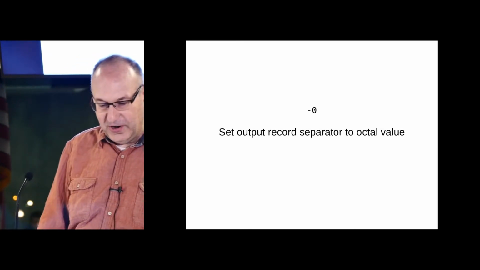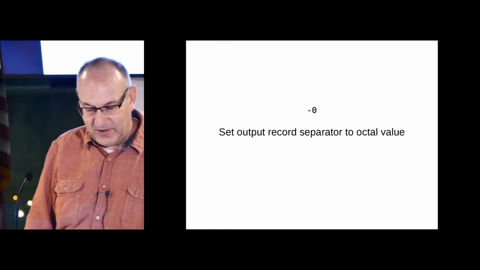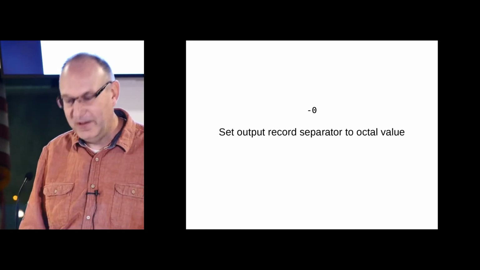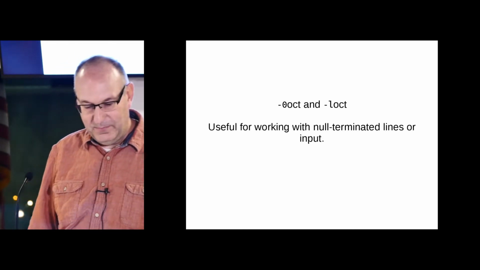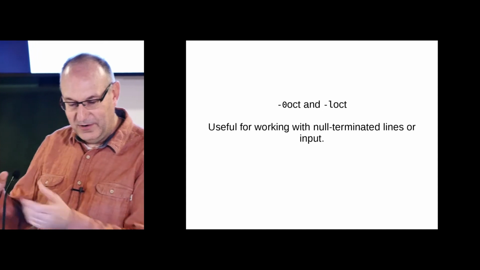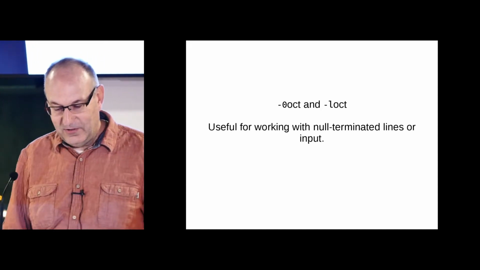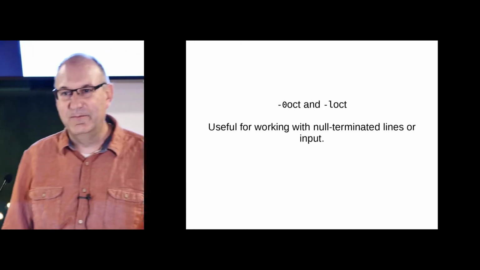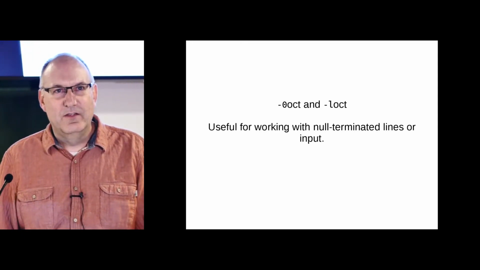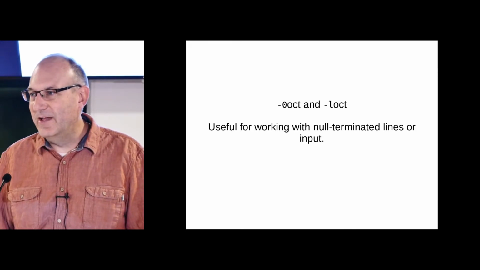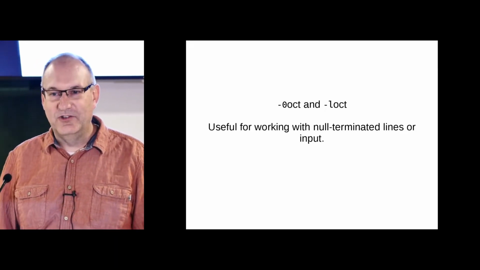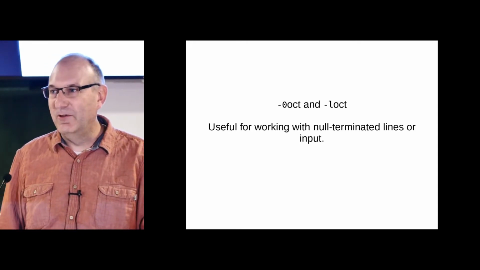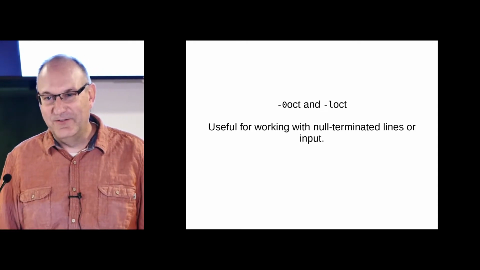And actually, -0 sets the input record separator to an octal value as well without doing the implicit chomp and replacement. So an example, just -l0 or -0 oct or -l oct. So it actually is really useful if you're working with null terminated sequences. There are a number of Unix commands or Linux commands that can be told to give you your output null terminated so that you don't run into problems with file names that have embedded newlines, for example.